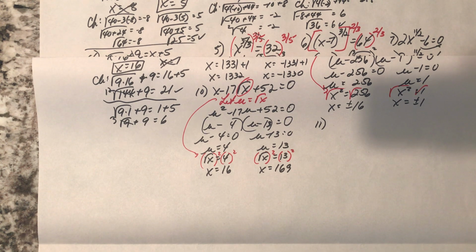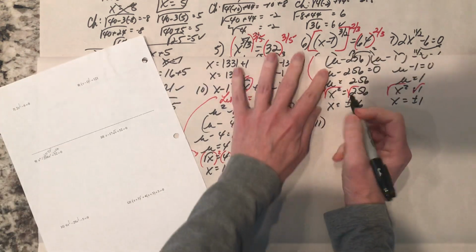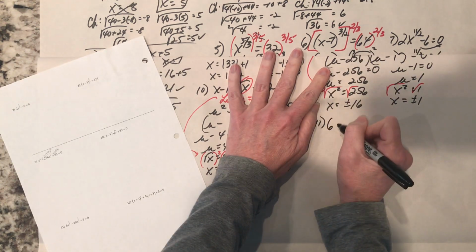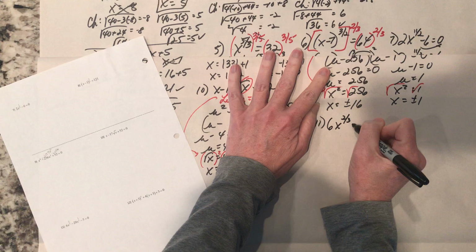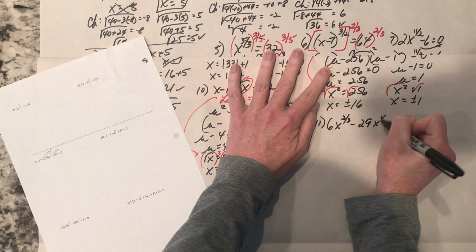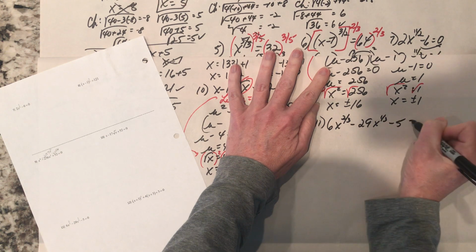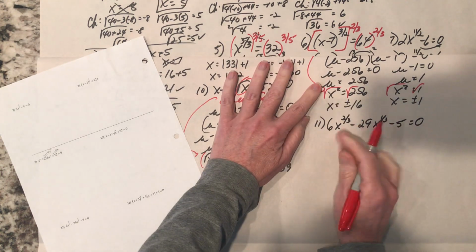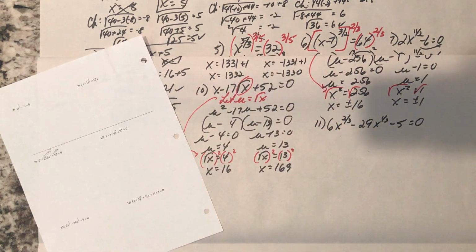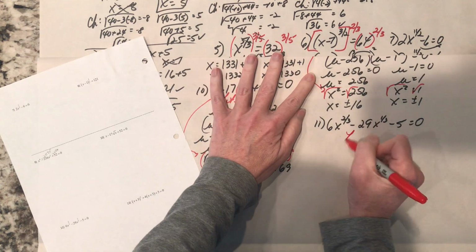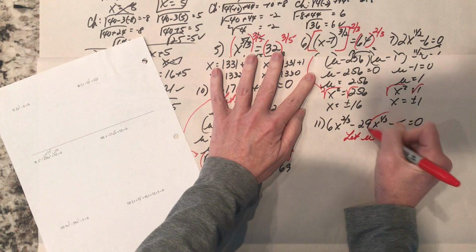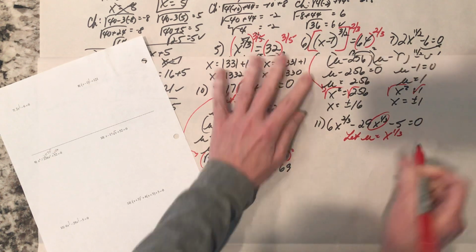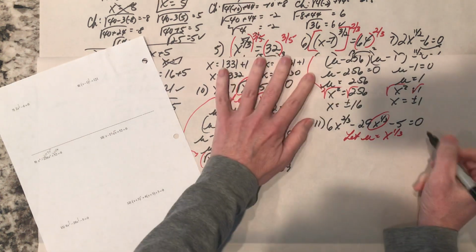Okay, number 11. We've got 6x to the 2/3 power minus 29x to the 1/3 power minus 5 equals 0. Another odd looking one, sort of like, if you fuzzy your eyes, that looks quadratic. It looks like something to factor, but it doesn't look quite right. So let's let mu equal that piece, x to the 1/3, and let's go substituting.